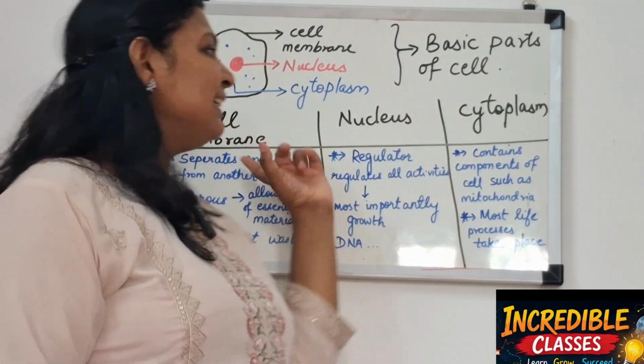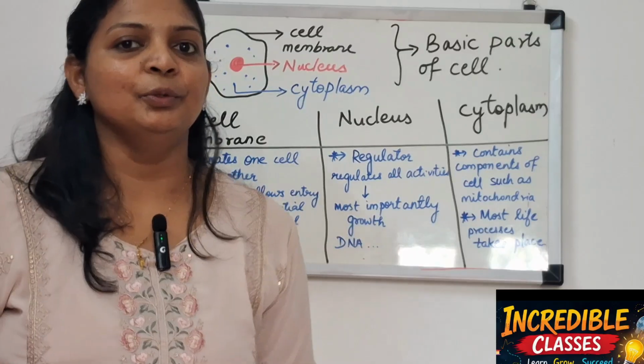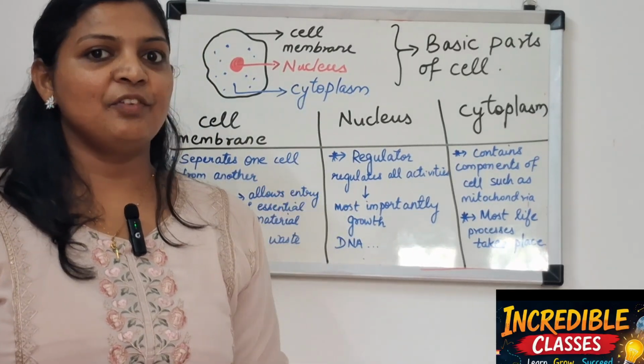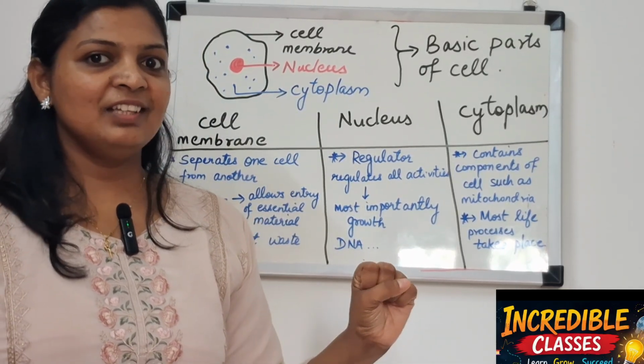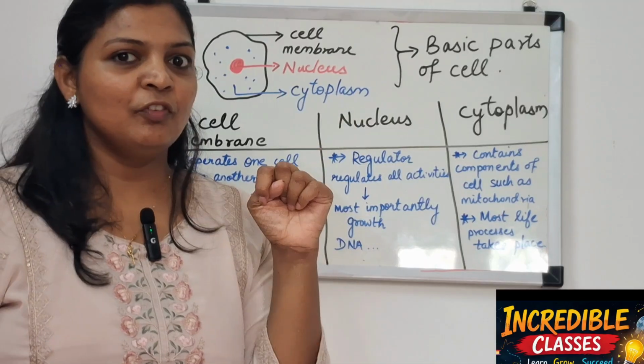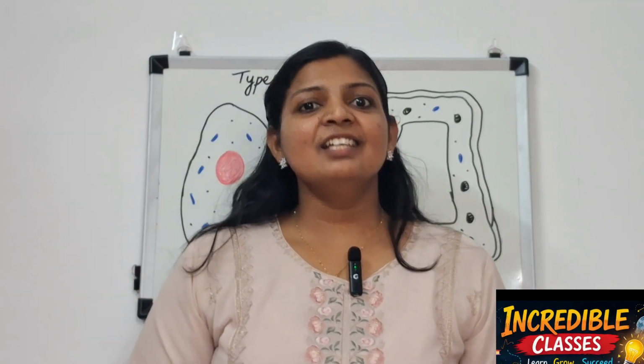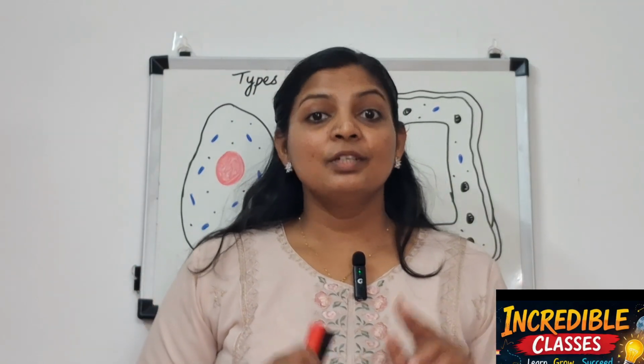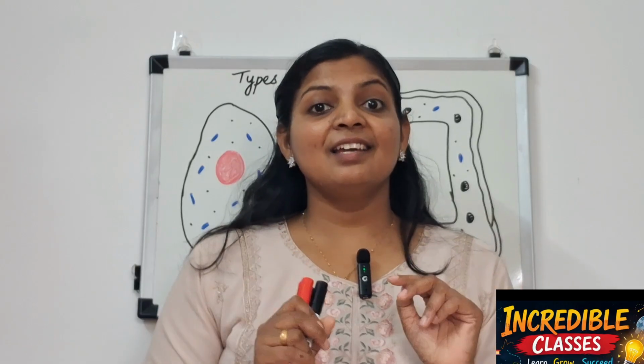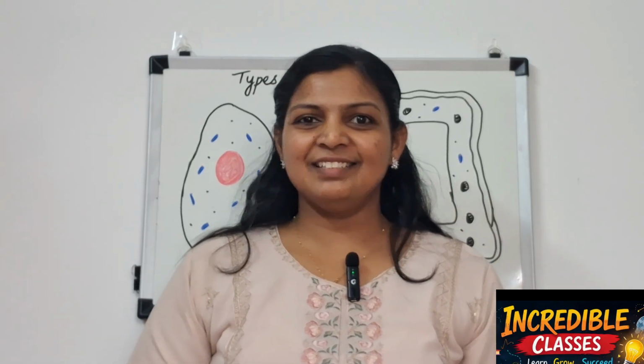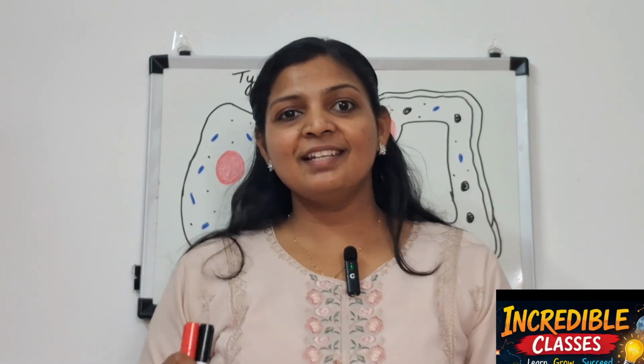I hope that these three things are clear to you, the basic parts and their functions. Everything is clear? So shall we move on? So now, my dear learners, we are going to learn about types of cells, and there are two types of cell, that is animal cell and plant cell.